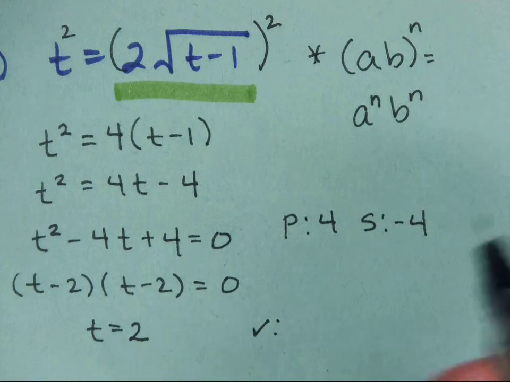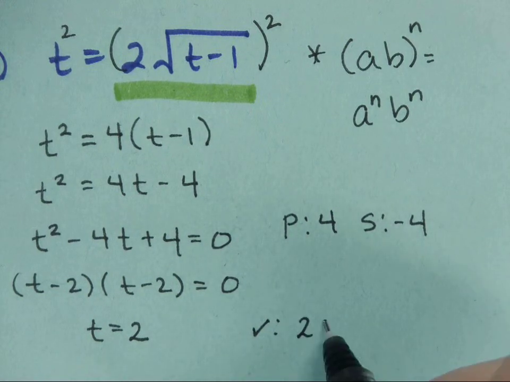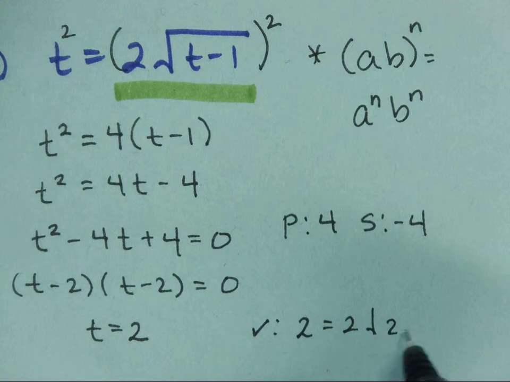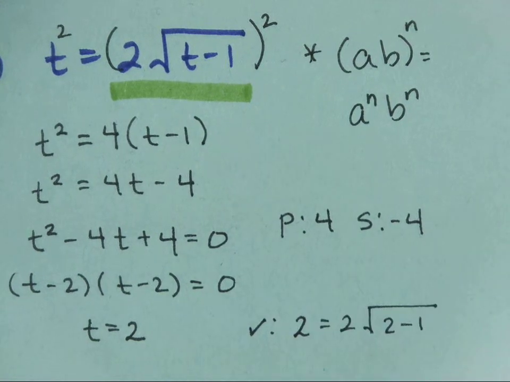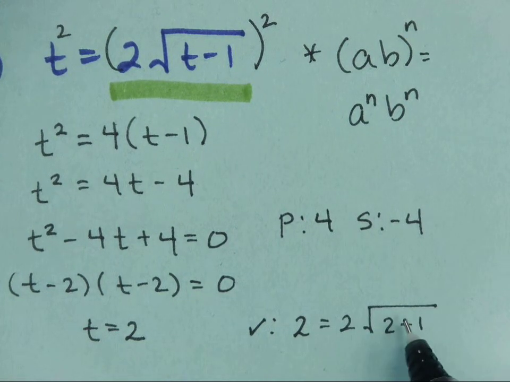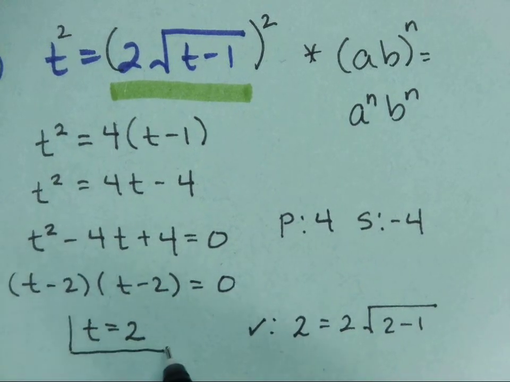And so if I plug that into the original equation, I get 2 on the left, and then it looks like this on the right. And that works. The square root of 1 is 1, and so that's going to be good. So this is your answer.